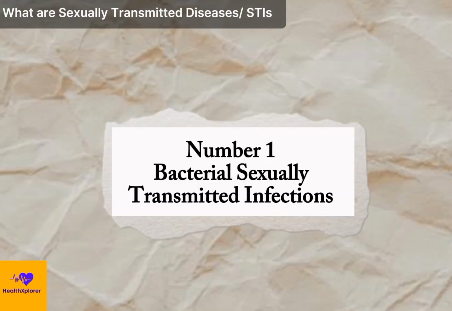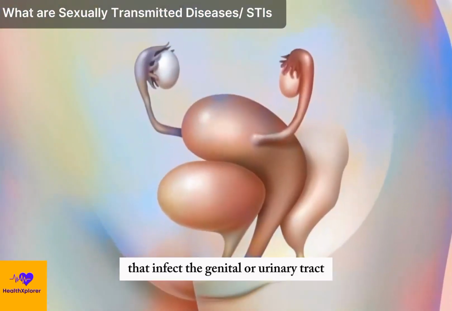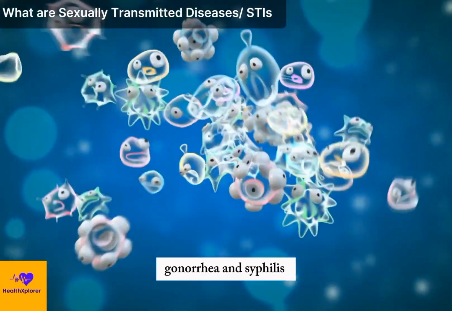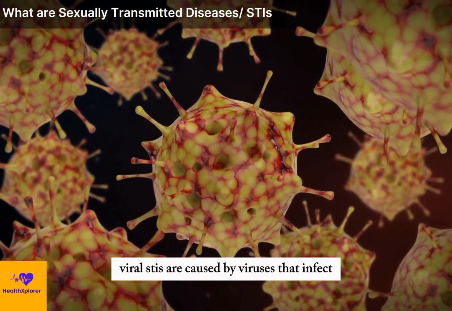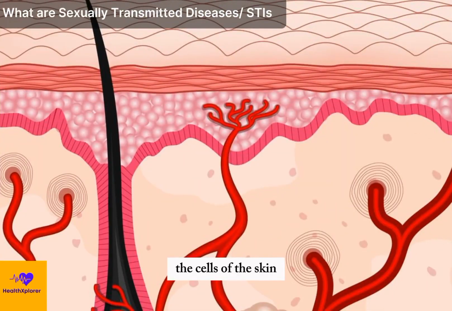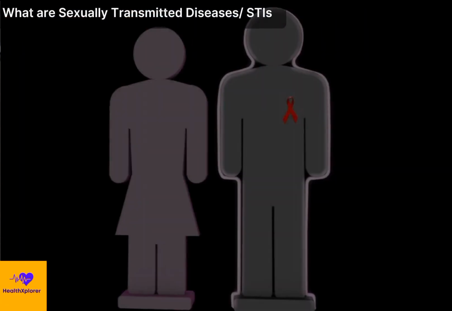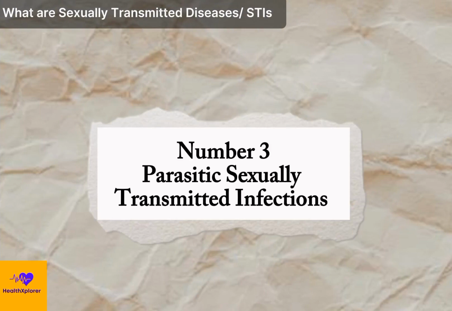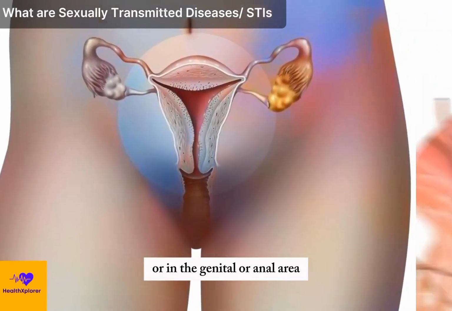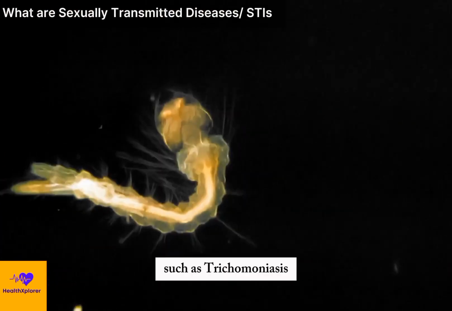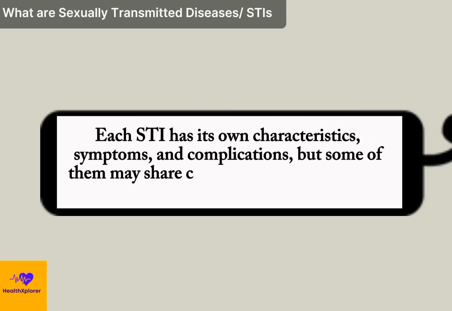Number 1. Bacterial styes. Bacterial styes are caused by bacteria that infect the genital or urinary tract, such as chlamydia, gonorrhea, and syphilis. Number 2. Viral styes. Viral styes are caused by viruses that infect the cells of the skin, mucous membranes, or blood, such as herpes, HPV, hepatitis B, and HIV. Number 3. Parasitic styes. Parasitic styes are caused by parasites that live on or in the genital or anal area, such as trichomoniases.